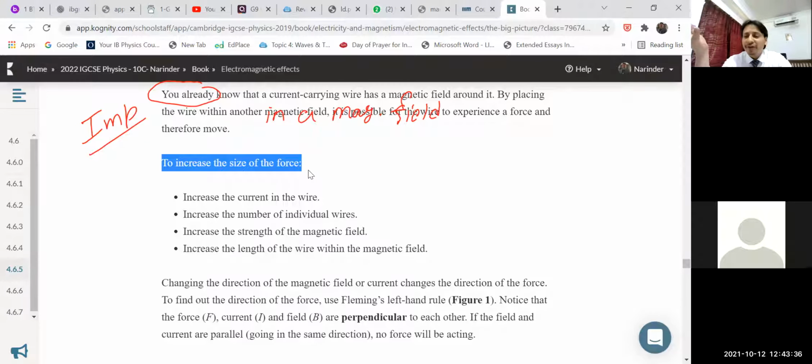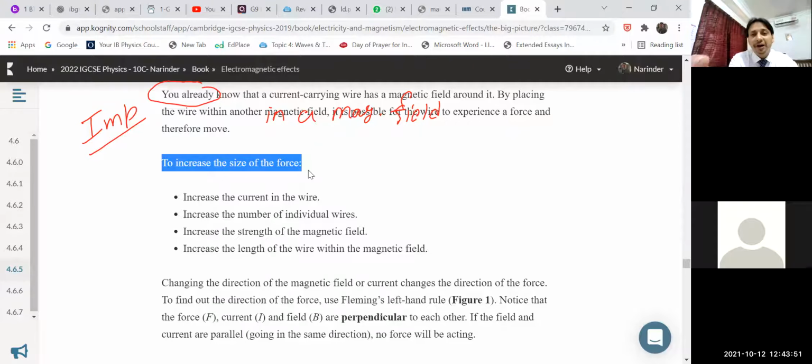Increase the strength of magnetic field, because the conductor is placed where? In a magnetic field. Increase the strength of magnetic field. Increase the length of the wire. Take a longer conductor, means take a long wire placed in the magnetic field. Higher force will be there.